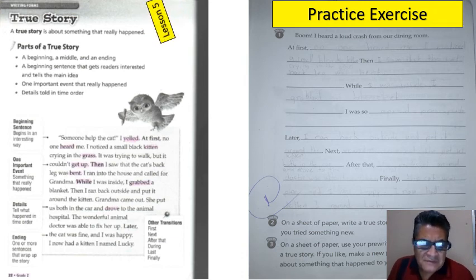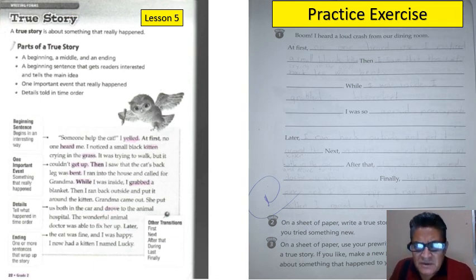Lesson number 5. A true story is about something that really happened. And again, you know, the parts are beginning, middle, and end. You need to be organized to tell the story. Beginning, the important sentence details, and ending, and all that. See? It's important. Let's try to complete a small exercise here so that you can get it clear and you can complete it in your book.